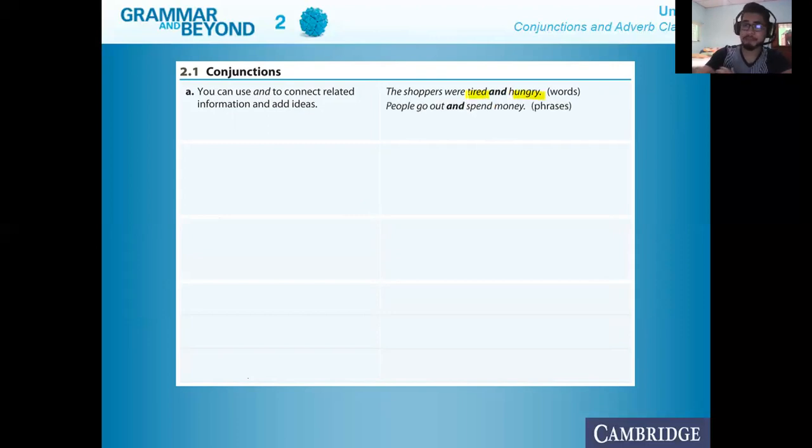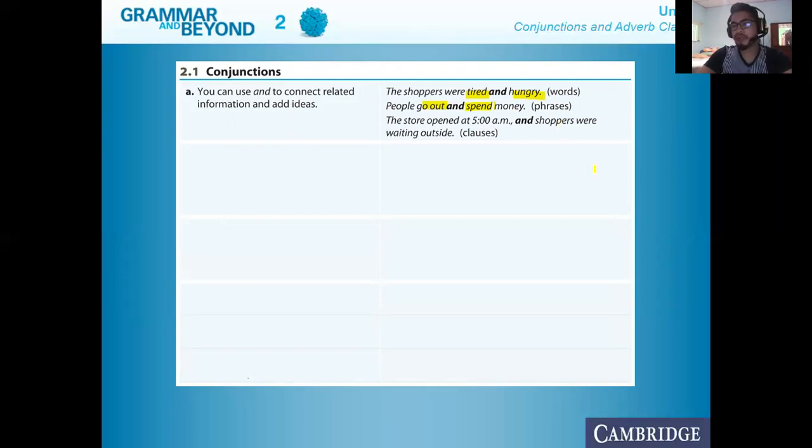The people go out and spend money. What are we joining over here? Two verbs, okay? Go out, they go out and they spend money. That means that we are joining the two activities or the two actions that people do. The store opened at 5 a.m. and shoppers were waiting outside, okay?